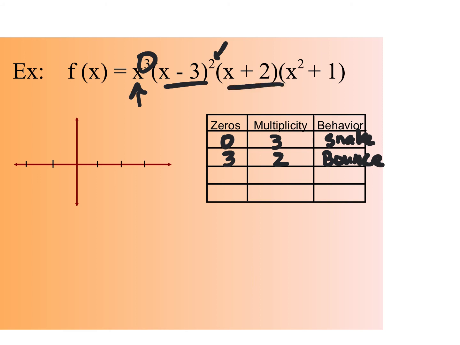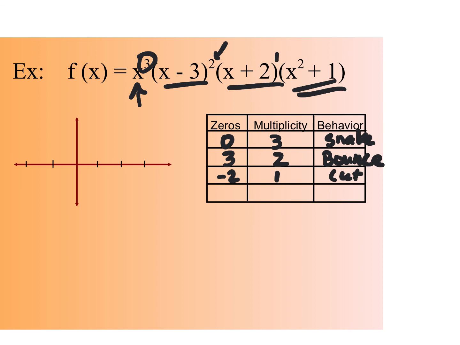Next is this one, and that's a 0 of negative 2. And notice there's no number here. I'm going to put a 1 just to show you, if there's no number there, there's, of course, a 1 for a multiplicity. And then last but not least is this one. And that one, I hope, made you think.